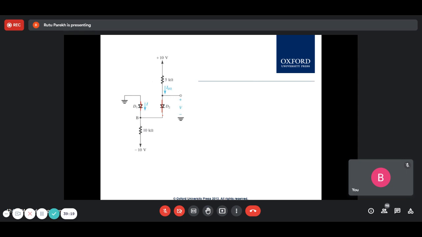Yes, ma'am. Very good. So if this is short, then this point is what? Grounded. 0 volt. So then this point will be? V also 0. So V will be what? Zero. 0 volt. Very good.